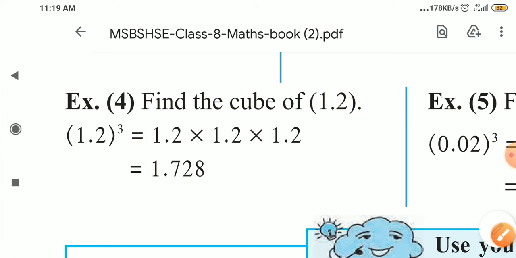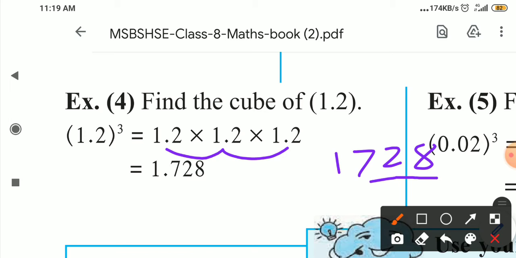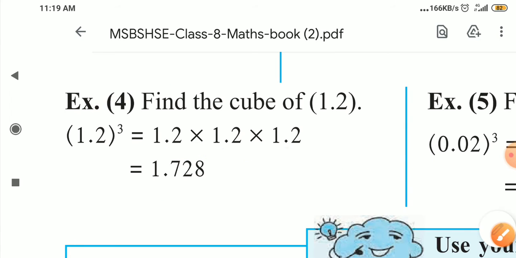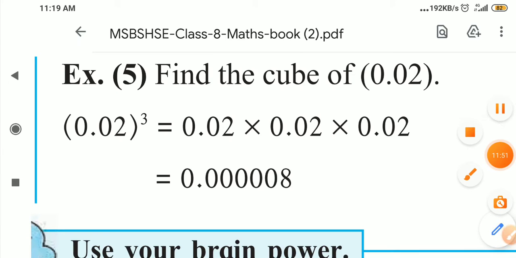I will tell you again. The multiplication of 12 into 12 into 12 is 1728, as I just showed you. And the total number of digits after the point is 3, so from the backside count 3 digits: 1, 2 and 3, and then put the point here. So the answer is 1.728. Okay, so this is example number 4. Now in the fifth example we have to find the cube of 0.02.